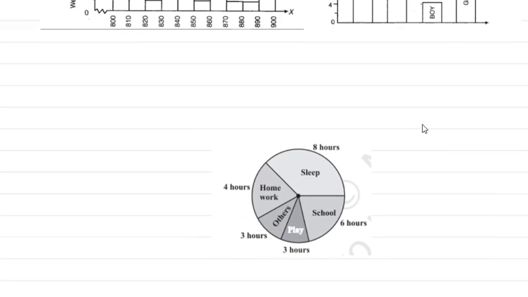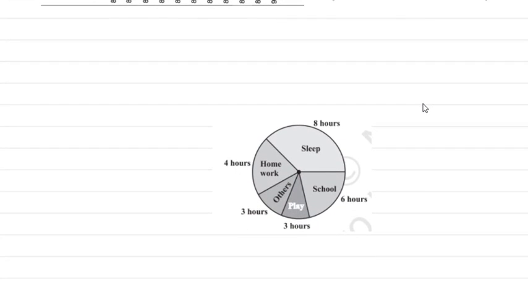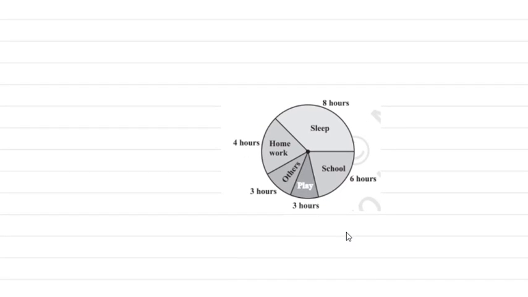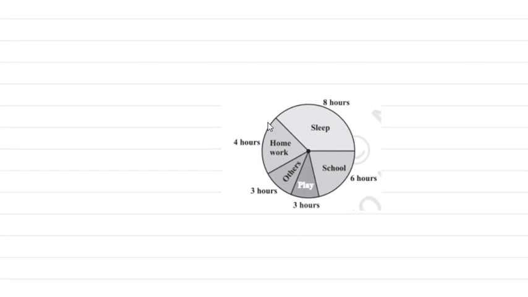Here is another way of representing the data, that is a pie chart. So this is the pie chart. Here you can see the sleep hour is maximum, that is 8 hours, and a student goes to school 6 hours, and for playing time he uses 3 hours, and 3 hours he is using for other activities, and 4 hours he is using for homework. So like this, in the pictorial form it becomes very easy to understand the data. So we use these pictorial forms.